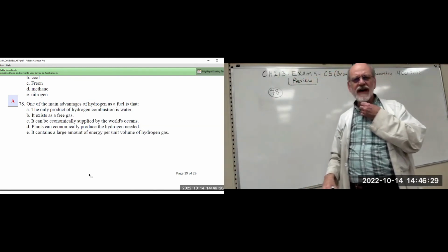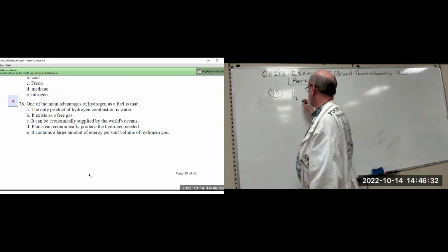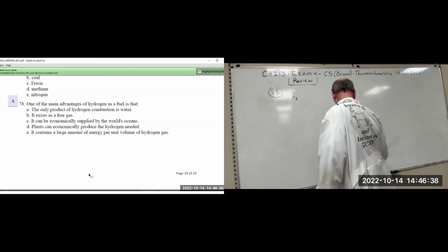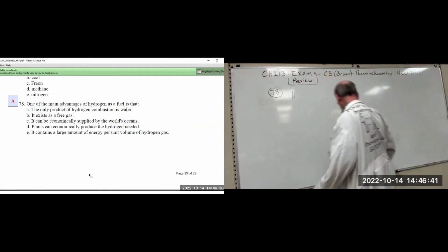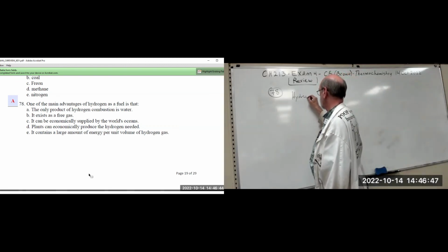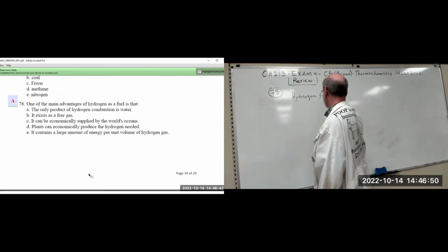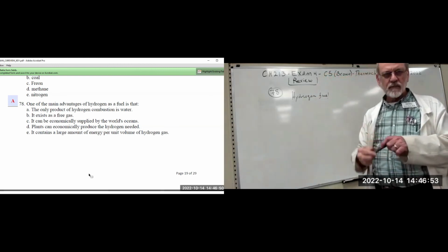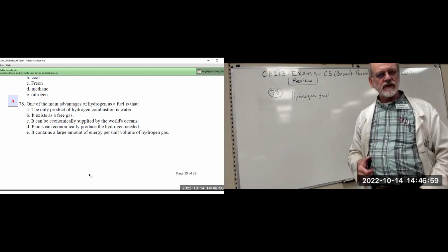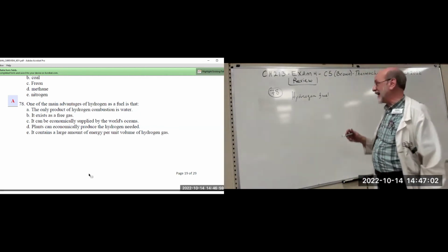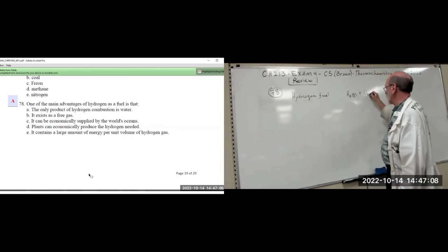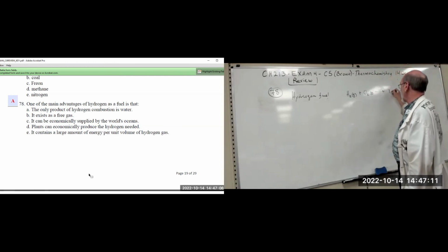One of the main advantages of hydrogen as a fuel. Hydrogen. Well, actually, it may not be in that form. It just says hydrogen. We assume that it's hydrogen gas, right? Hydrogen as a fuel, right? What are the possibilities? The only product of hydrogen combustion is water. That's definitely an advantage. So if we do have hydrogen gas and we combust it in the air, that means we're reacting with oxygen and yields water. That's it.